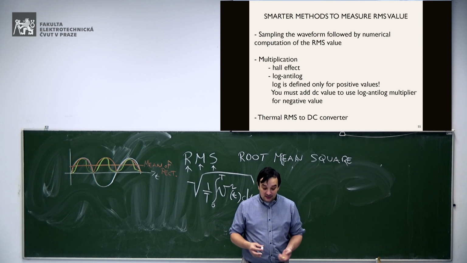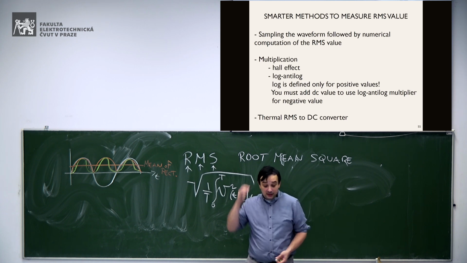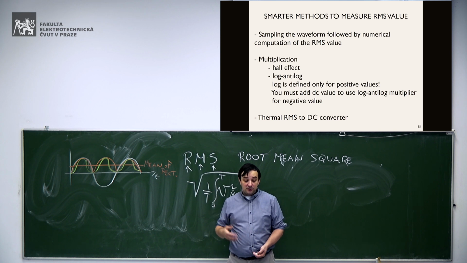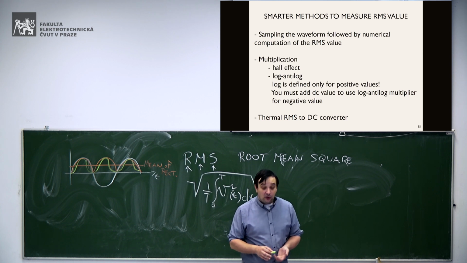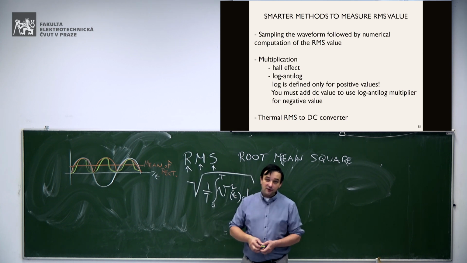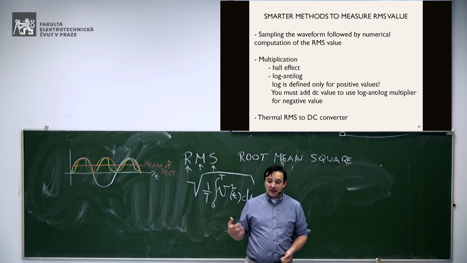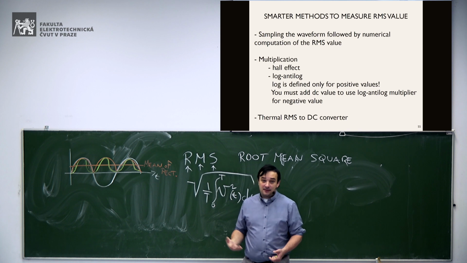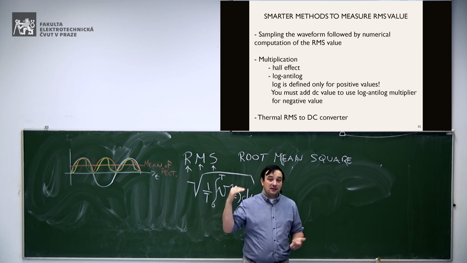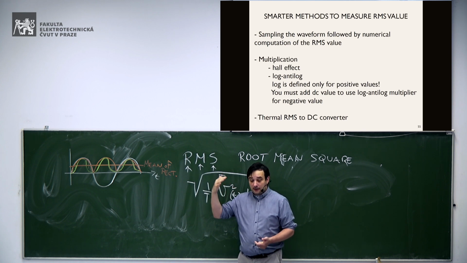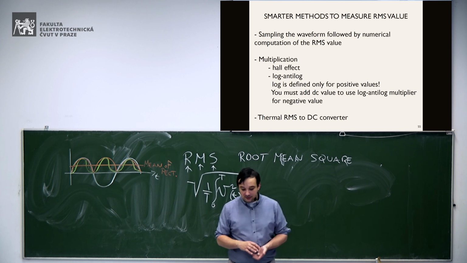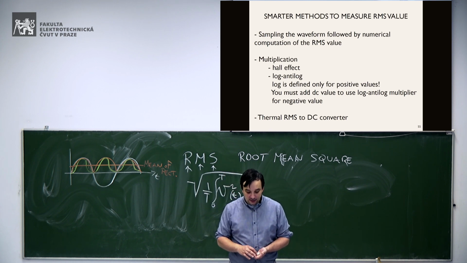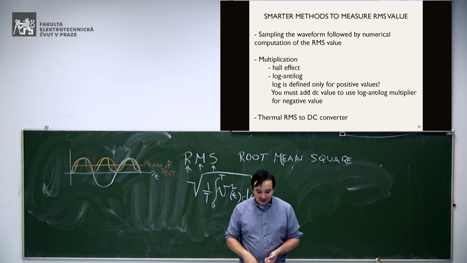Again, you can do a multiplication as we did with the power. So you can use the Hall effect sensor, or you can use the Log Antilog Multiplier. Again, be careful because the logarithm is defined only for positive numbers. So if you want to measure the RMS value of a voltage, which also has negative values, you must add a DC bias to the voltage in order to have the voltage always positive, okay? Otherwise, you cannot take the logarithm of a negative value, okay? Or I think, yeah, the logarithm of a negative number is a complex number, something like that.